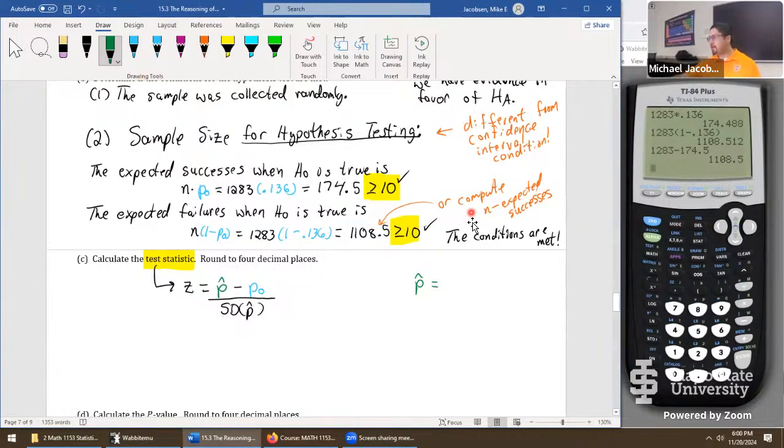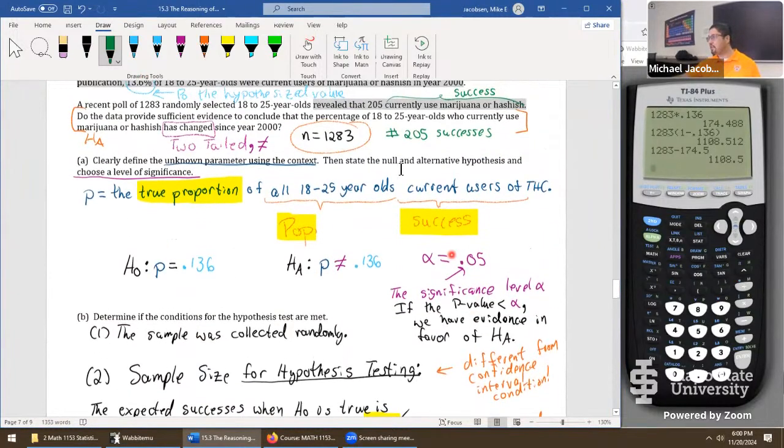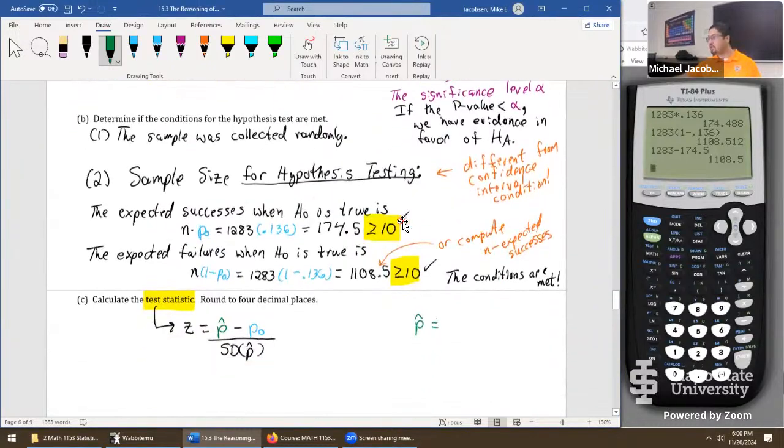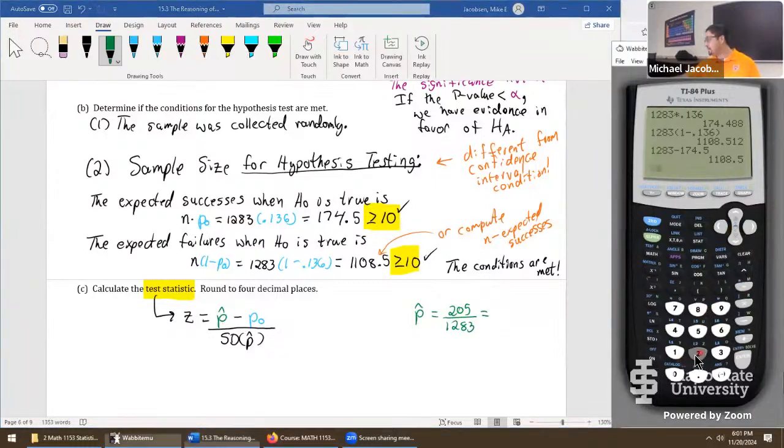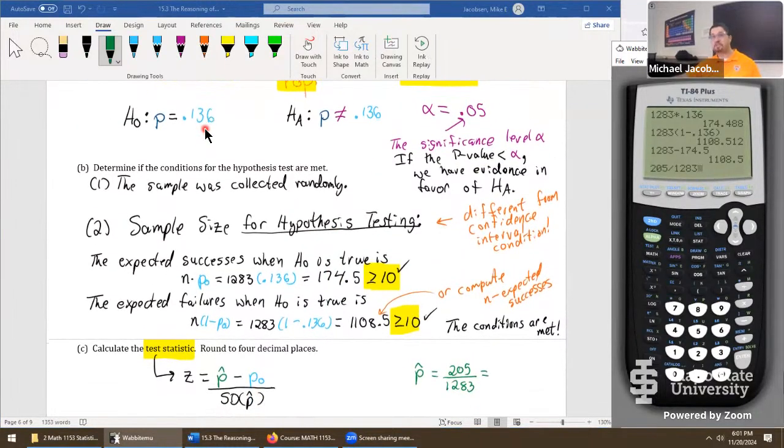First up is p hat. I forget the number of successes, so let's scroll up and take a look. We had 205 successes, so that's the numerator. It's divided by the sample size, which was 1283. So we have the sample proportion of successes, 205 divided by 1283. Now recall historically, 13.6% in that age range were THC users. In our sample, it is, wow, about 16%. So it's definitely changed, it looks like. Or has it? We don't really know until we involve the standard deviation and calculate a p-value.